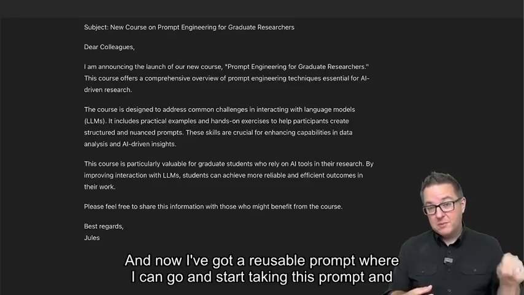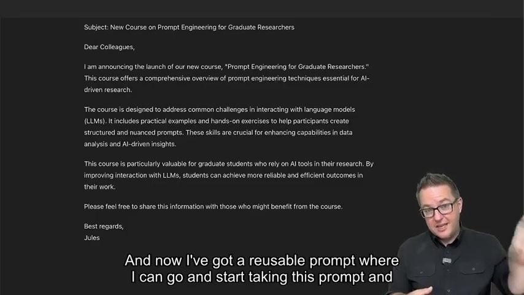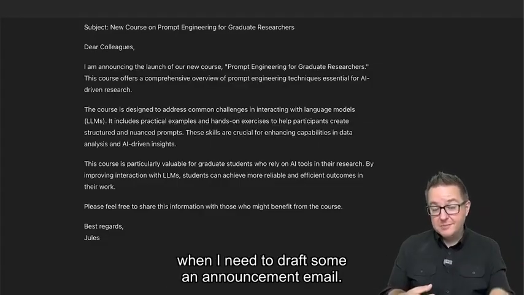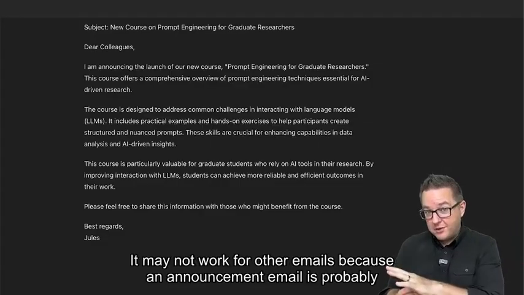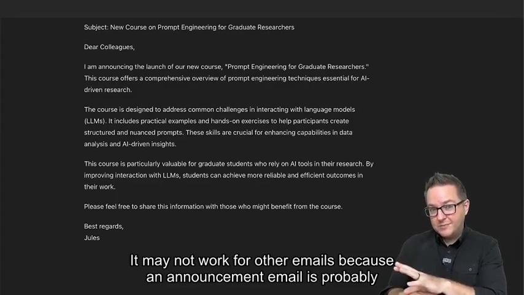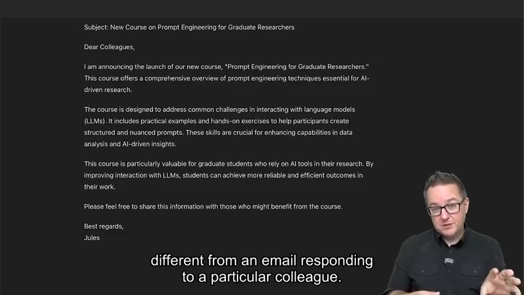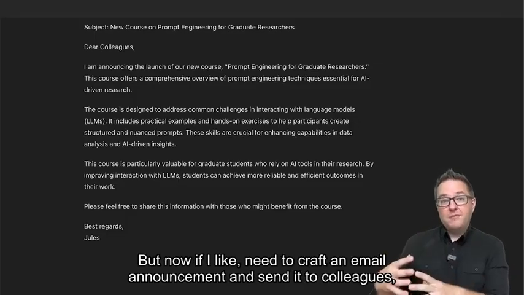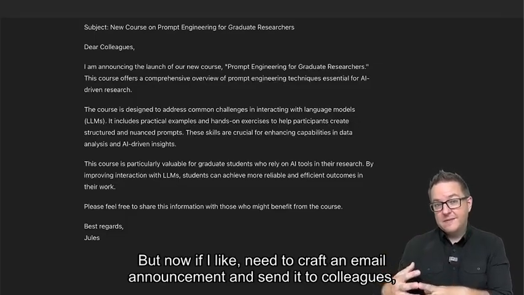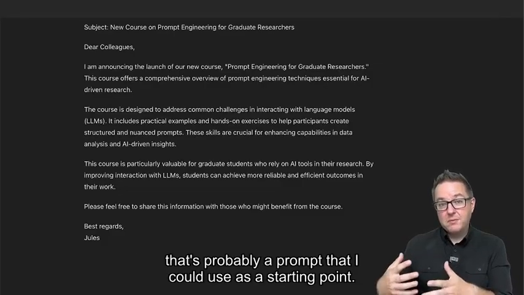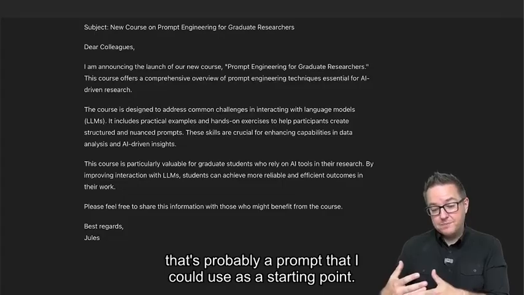And now I've got a reusable prompt that I can start using when I need to draft some announcement email. It may not work for other emails, because an announcement email is probably different from an email responding to a particular colleague. But if I need to craft an email announcement and send it to colleagues, that's probably a prompt that I could use as a starting point.